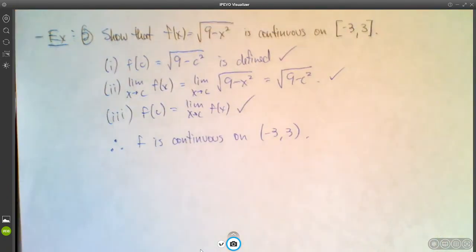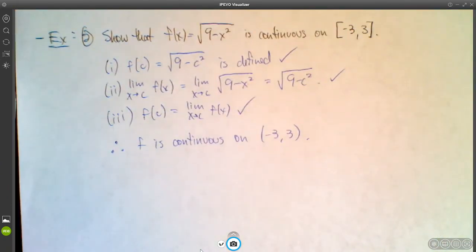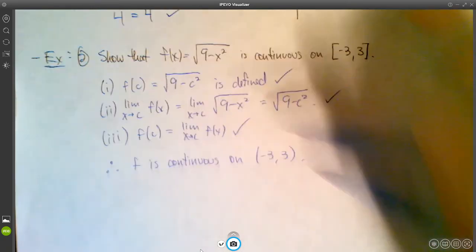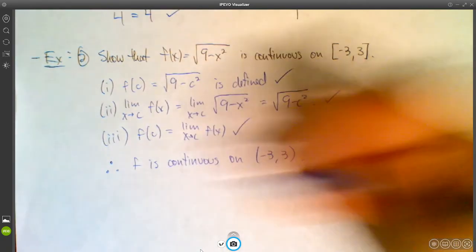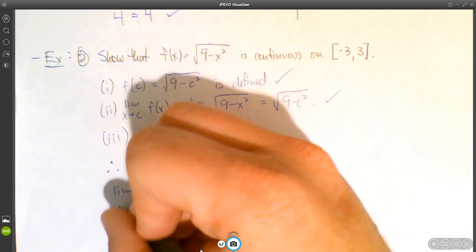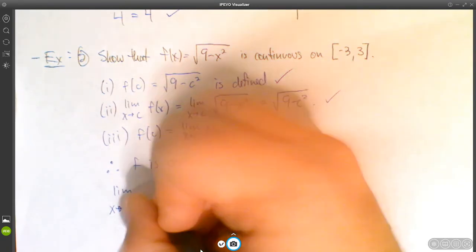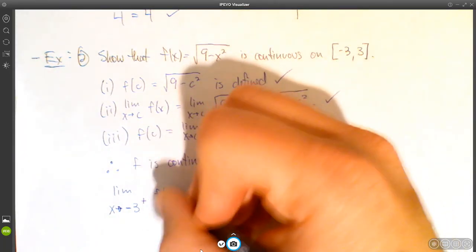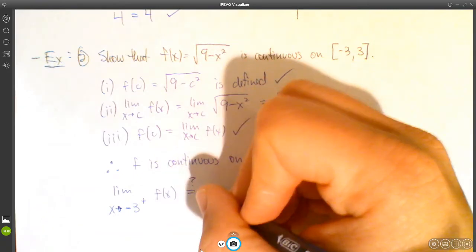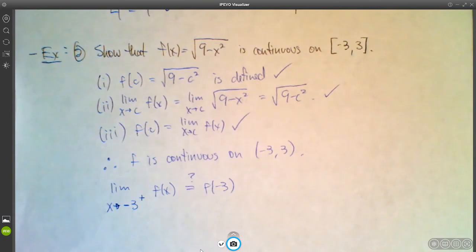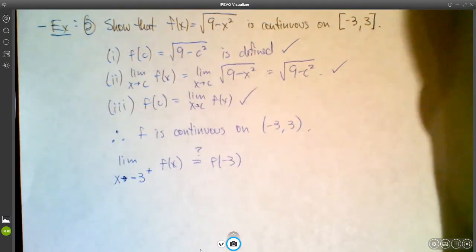Now the question is, what happens at -3 itself, and what happens at 3 itself? So in order to show that this function is continuous on the closed interval, we also need to make sure that limit as x approaches -3 from the right-hand side of f of x equals f of -3. So we need to see if this is the case. Well, let's see.